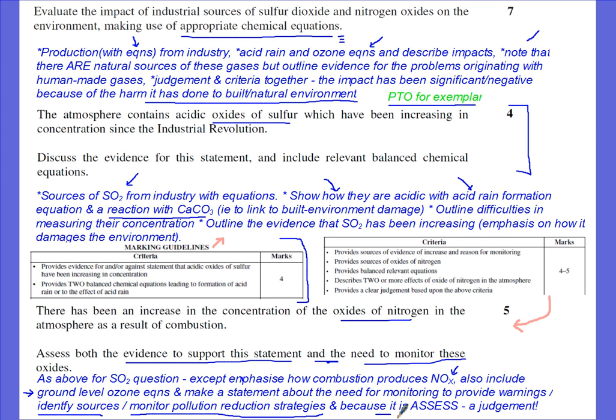And because it's an assess question, we need a judgment at the end too. So assess the evidence and the need. The evidence suggests that yes, these oxides are increasing, and also there is a need to monitor these oxides.